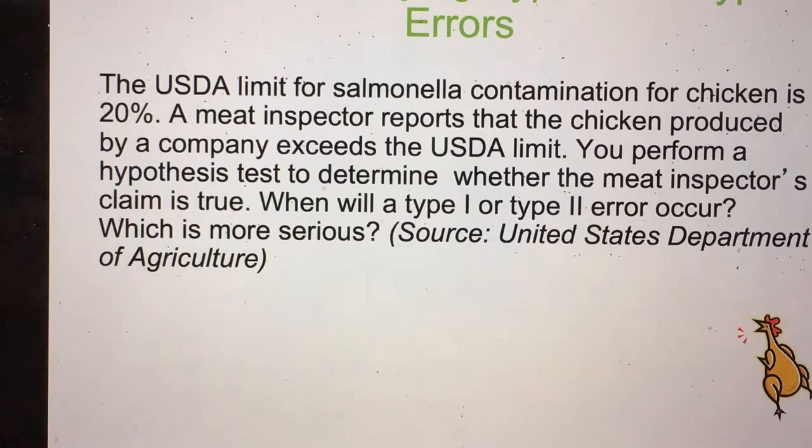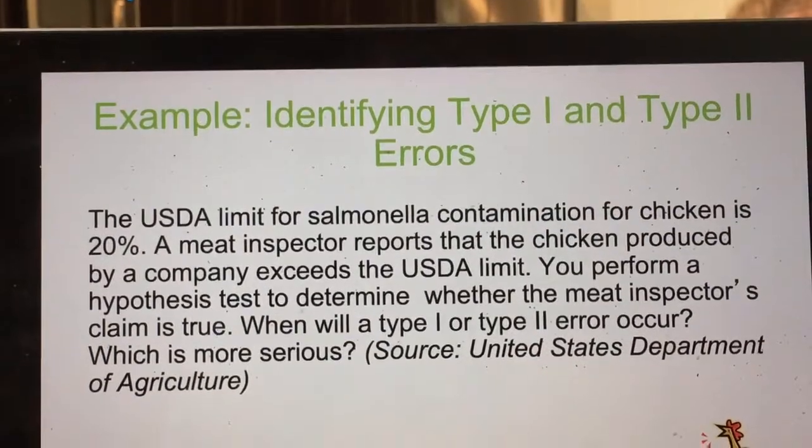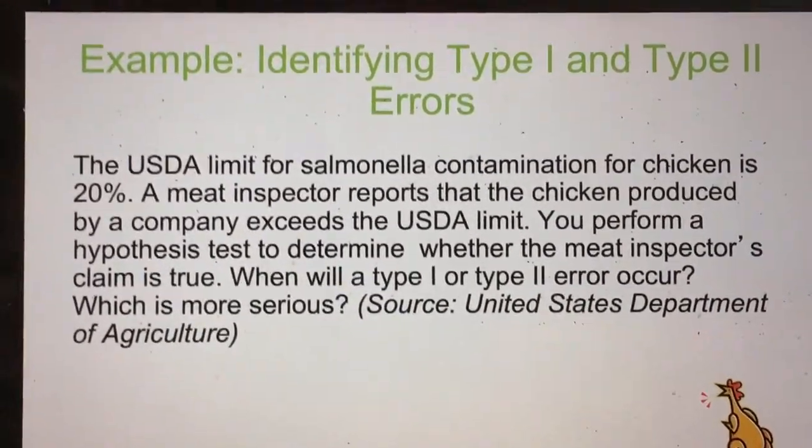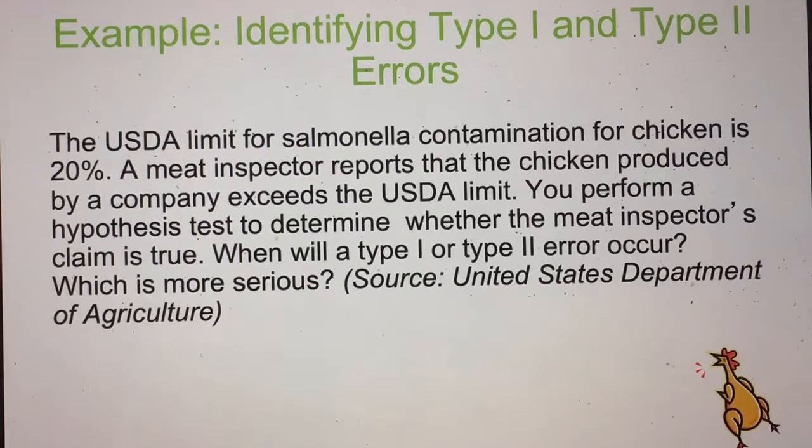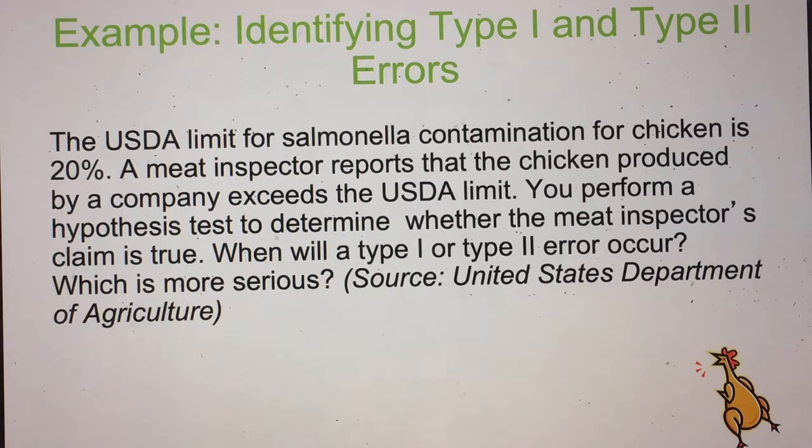So here we have another type 1 and type 2 error example here. All right, so the USDA limit for salmonella contamination for chicken is 20%. The meat inspector reports that the chicken produced by a company exceeds the USDA limit. You perform a hypothesis test to determine whether the meat inspector's claim is true.